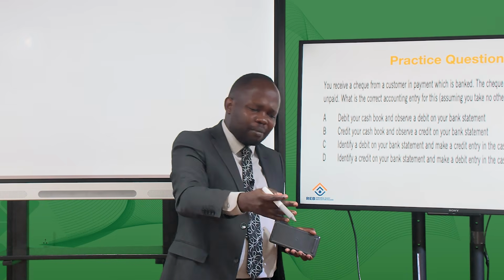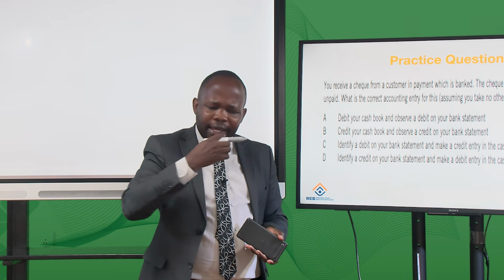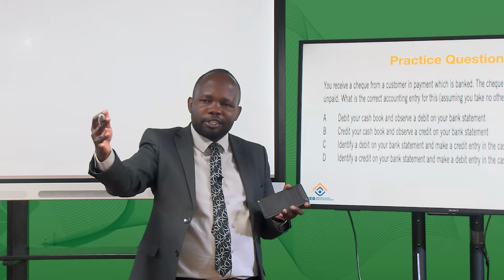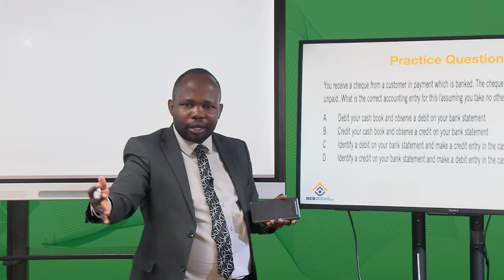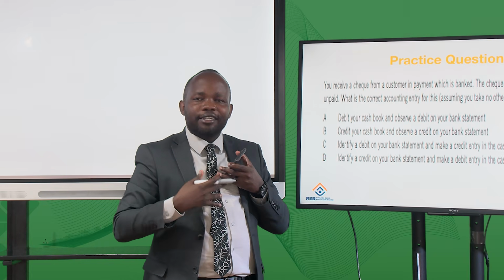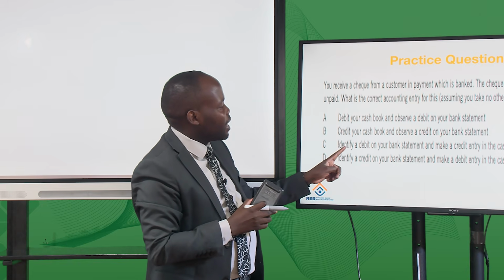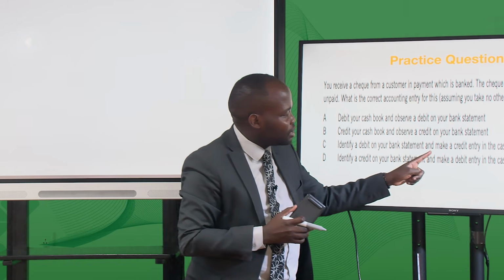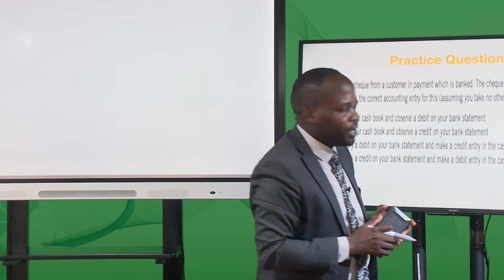C, identify a debit on your bank statement. Remember, if you receive money in your bank statement, on the bank side, from the bank's reasoning, it's a credit entry. But from our point of view, it's a debit entry. So C is correct. Identify a debit on your bank statement and make a credit entry in the cash book.